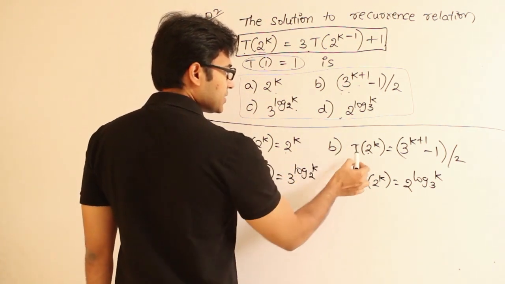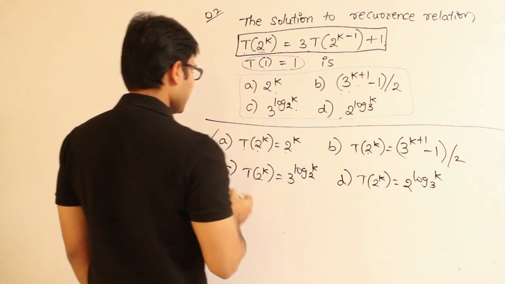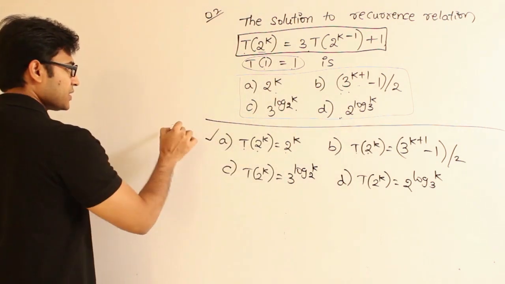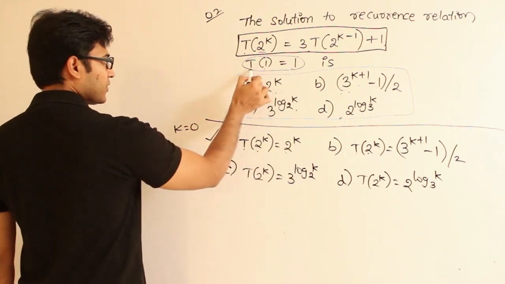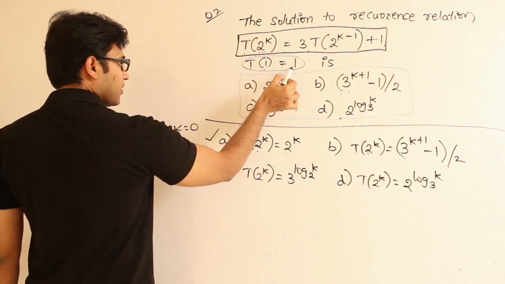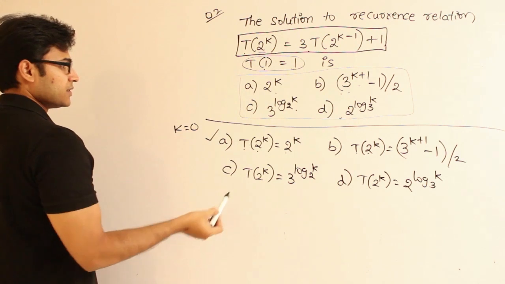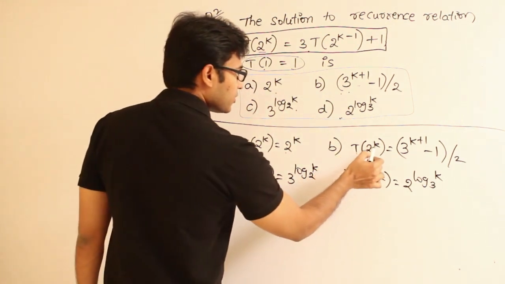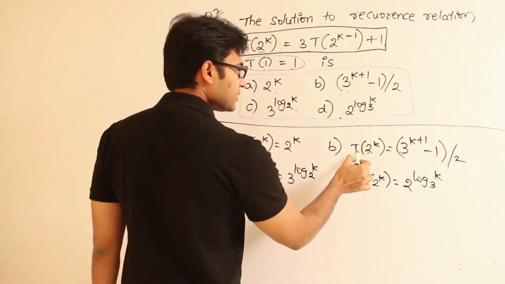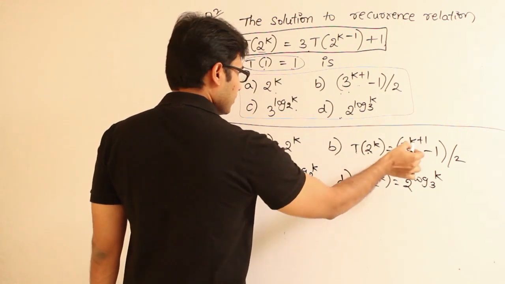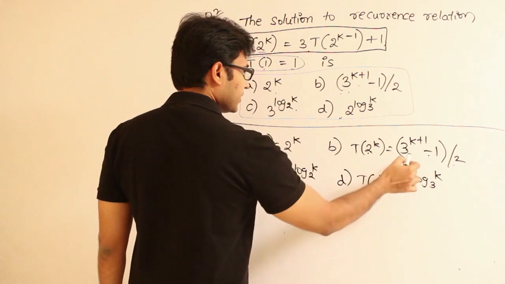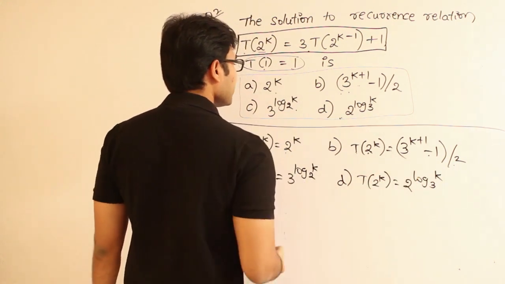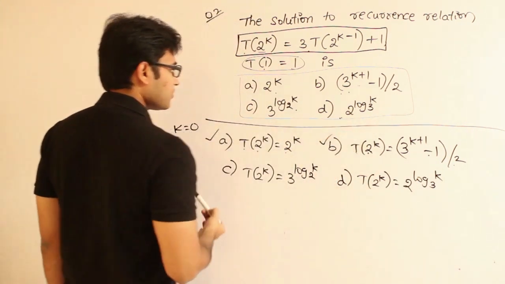Now let's talk about the second option. T of 1 means T of 2 power 0. So I am evaluating all these options by putting k equal to 0. Because if I put k equal to 0, left hand side will become T of 1, and now right hand side should evaluate to 1. That is its meaning. Now when I put k equal to 0, what happens here? T of 1 equal to (3 minus 1) by 2. 3 minus 1 is 2, 2 by 2 is 1, therefore option B is also valid.